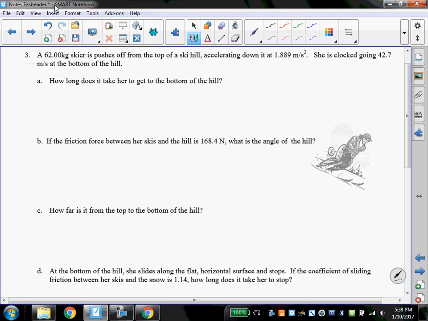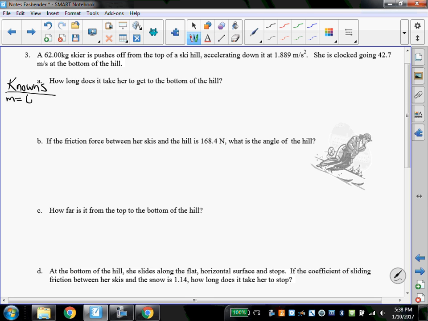Let's try a more rigorous problem that is going to combine Unit 5 and Unit 3 together. A 62 kilogram skier is pushed off from the top of a ski hill, accelerating down at 1.889 meters per second squared. She is clocked going 42.7 meters per second at the bottom of the hill. First thing we want to know is how long does it take her to get to the bottom of the hill? So let's list out the knowns.